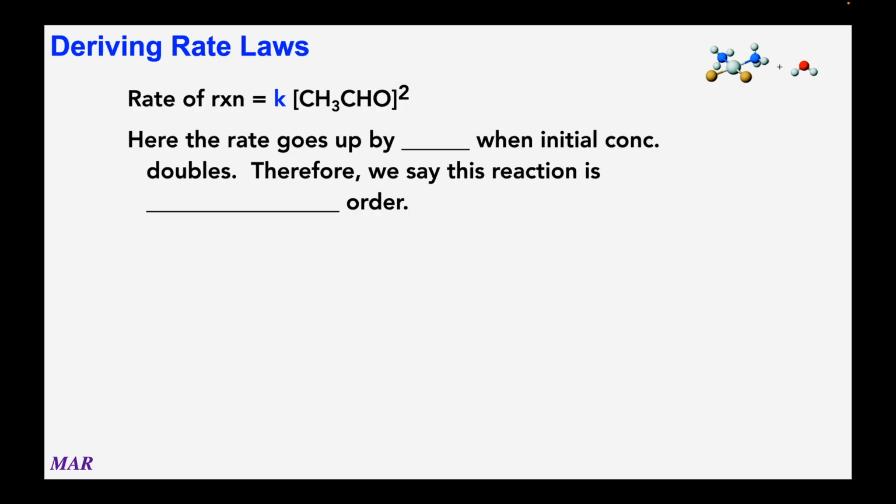So in the last example, we saw that the ethanal, the CH3CHO, was a second order reactant. So rate equals K times the ethanal concentration squared. So it says rate will go up by so much when the initial concentration doubles. Well, if the concentration doubles, that would be like 2 to the second power. The rate would go up by 4 times. And therefore, we would say this reaction is second order. If you put a 2 there, it's second order. If there's a 1, it's first order. A 0 would be 0th order. I don't really like that. I would just call it 0 order, but either way is fine.